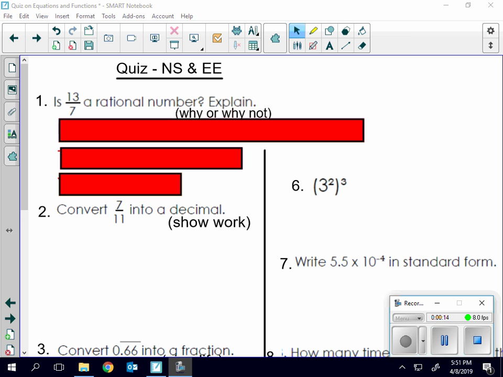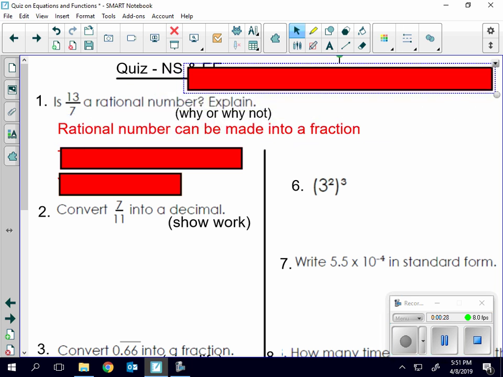This is number 1. 13 over 7, is that a rational number? Explain why or why not. Well, first of all, better make sure you write this down. The definition of a rational number is that it can be made into a fraction. Pause the video, write that down.